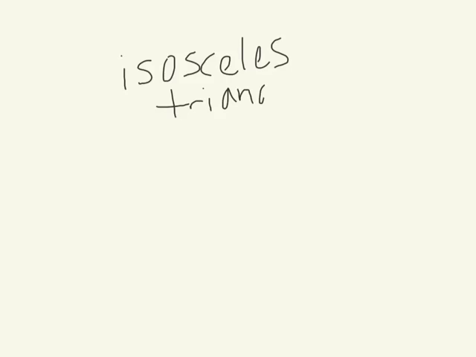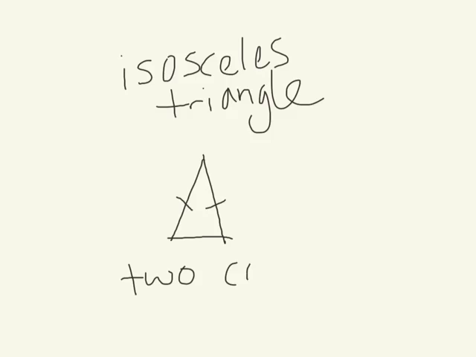The next type of triangle we're going to talk about is the isosceles triangle. And the isosceles triangle has 2 congruent sides. So in this case, the 2 sides with the lines through them are showing that those are the congruent sides, or those sides have the same length.